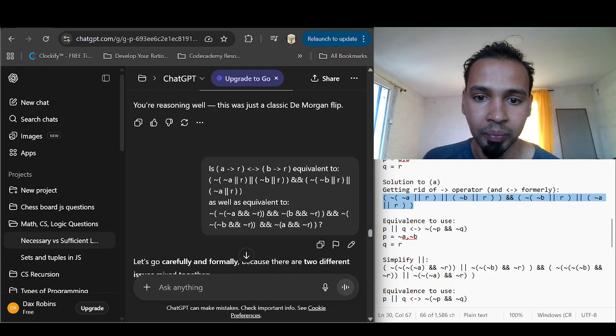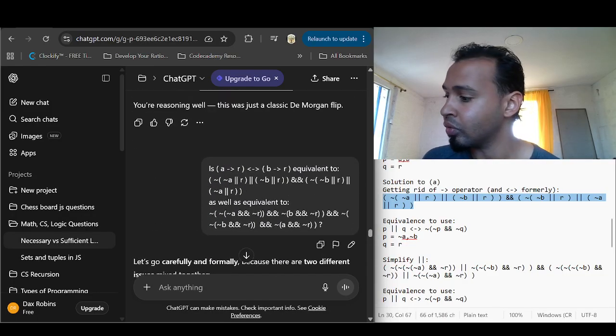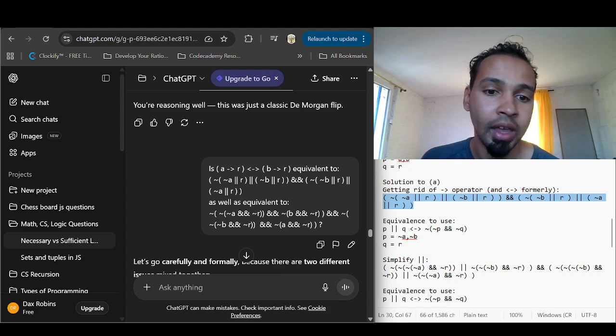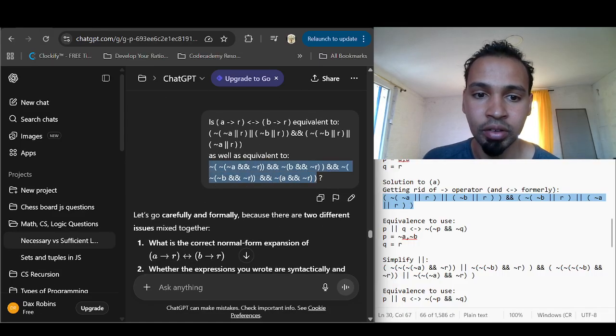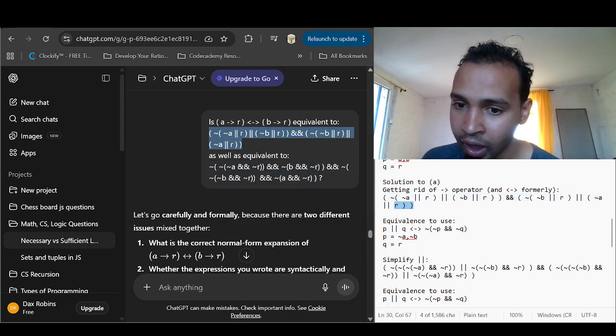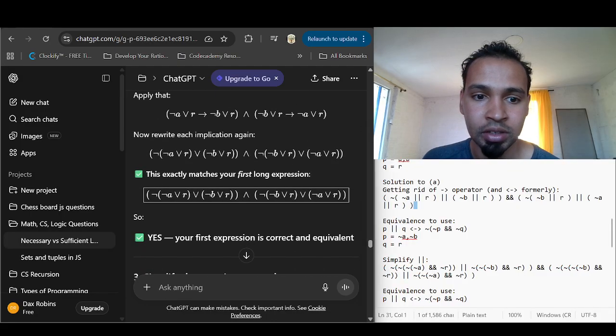So yeah, basically here's the original statement: if A then R, if and only if B then R, equivalent to this giant statement here. I could try to read it in English, but it says not A or R, or not B or R, and not B or R, or not A or R, equivalent to this. Yeah, so that's the first one. And here's what I have in my notes, which is basically what we wrote. And according to ChatGPT, it exactly matches your first expression. So we got that first part right.